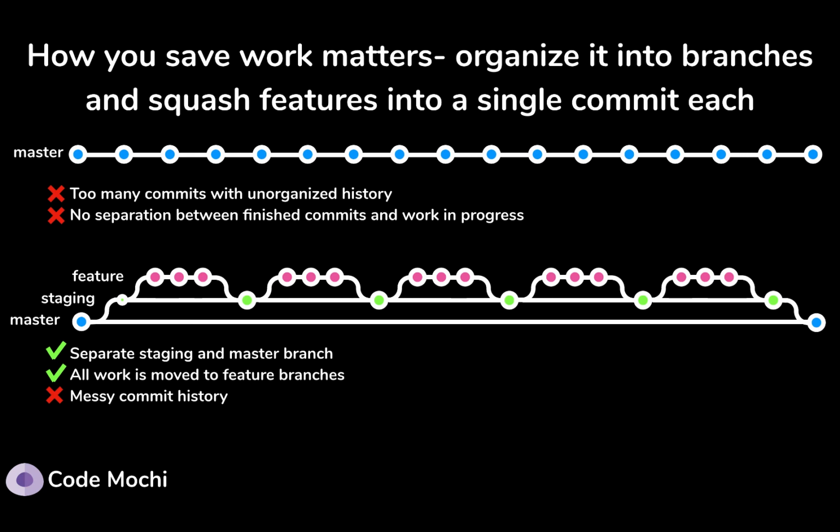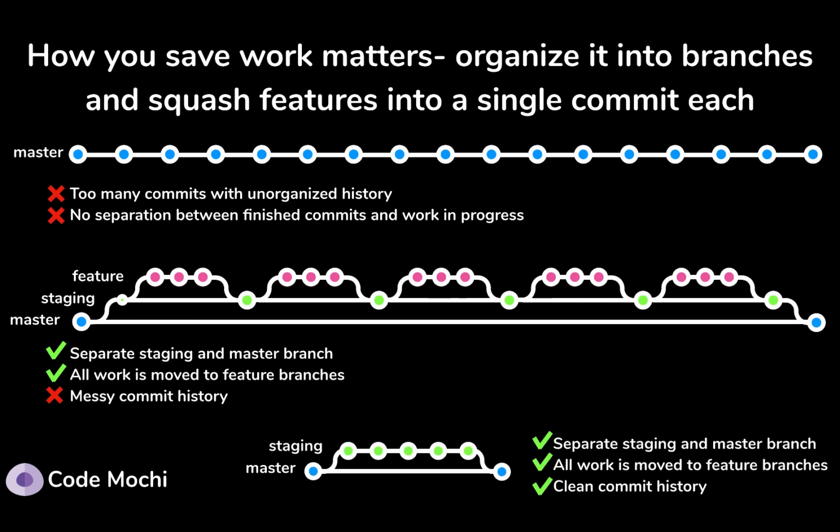And so the ideal way to be able to do this is to still create your master and staging branch, do your work on your feature branch, but do a pull request with a squash. And so that will lead to this really clean commit history.